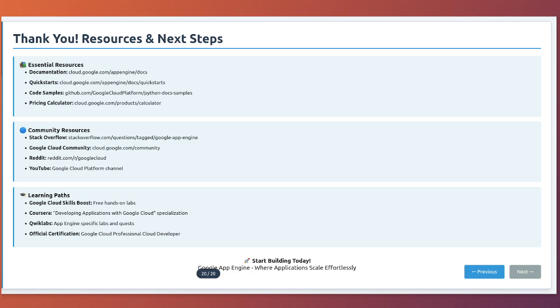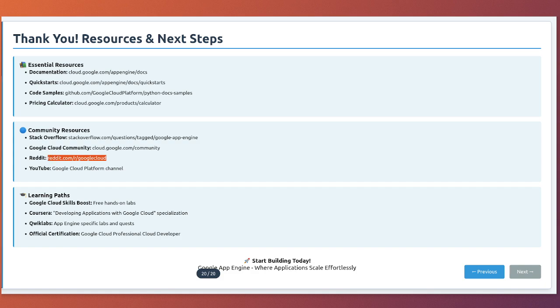The community resources are invaluable. Stack Overflow has thousands of answered App Engine questions. The Google Cloud community forums have Google engineers who actively help with complex issues. The subreddit is great for discussions and seeing what others are building.